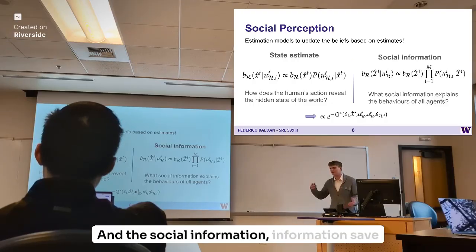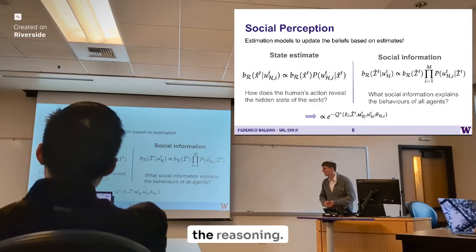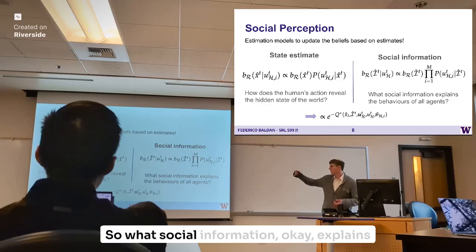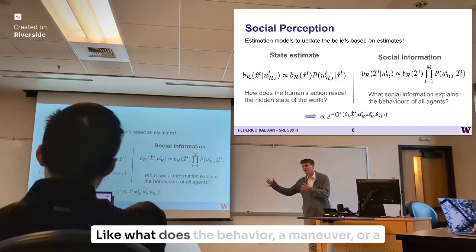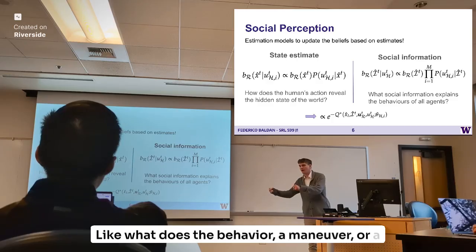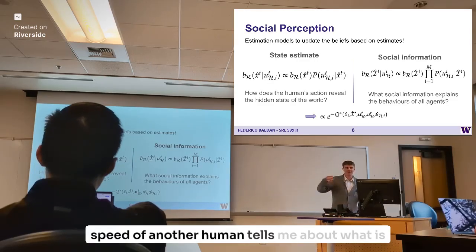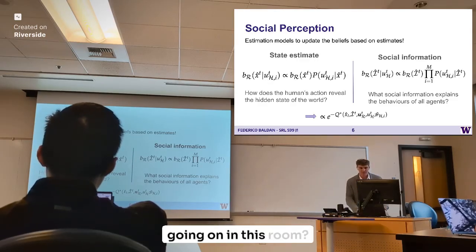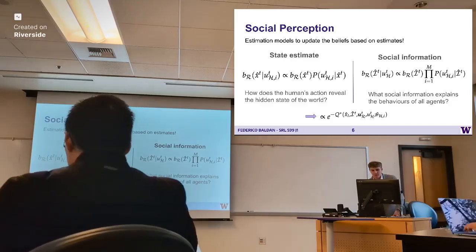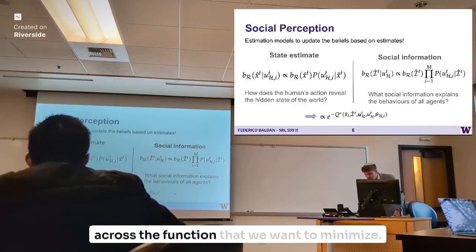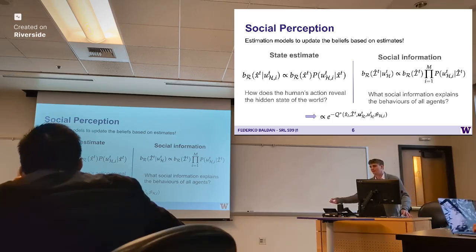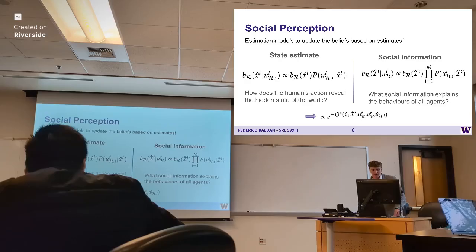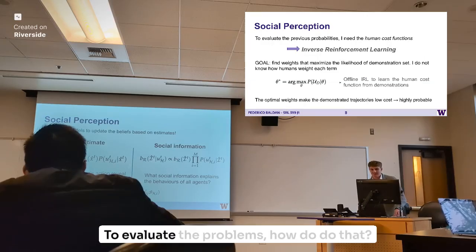And the social information, same reasoning. So what social information explains the behavior of other agents, like what does the behavior, a maneuver, or a speed of another human tell me about what is going on in the surrounding. And those are directly proportional both to the cost function that we want to minimize, and depending on the high value or low value of this cost function, the probability is enhanced or not.